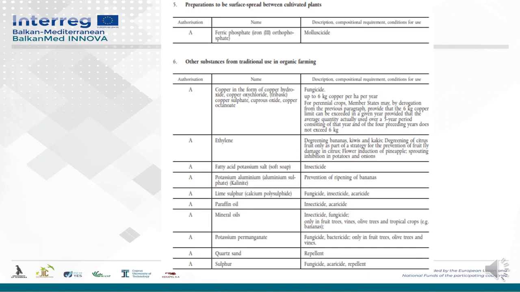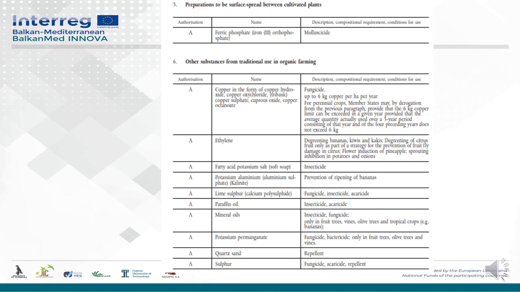Other substances from traditional use in organic farming are copper in the form of copper hydroxide, copper oxychloride, copper sulfate, copper oxide, copper octanoate. It is used as a fungicide. There is a limit of up to 6 kilograms of copper per year per hectare.